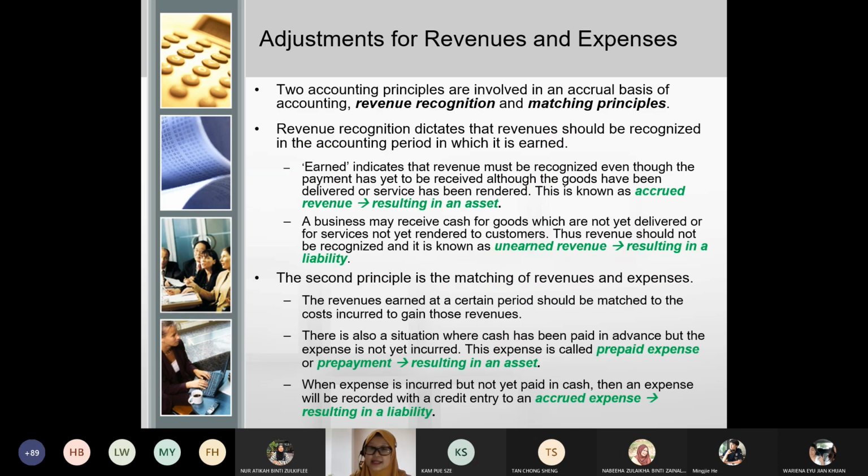So this is just a further explanation of what I have explained just now. Okay. So accrued revenue is an asset. Unearned revenue is a liability. But for the expenses, if it's prepaid expenses, it is an asset, and for the accrued expenses, it is a liability. Okay, so you can try to read by yourself here, so that you can understand why those are assets and another one is a liability and so on.